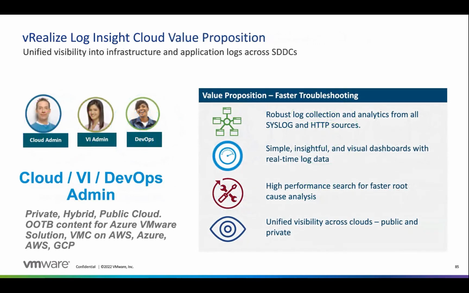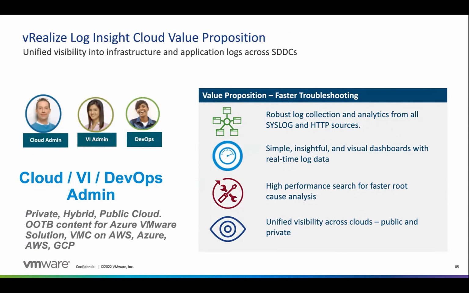So just some standard Log Insight Cloud value proposition: collect from anywhere, whether it's syslog or HTTP. You get high performance analysis based on our architecture of Log Insight Cloud. As you start pulling in all these logs from different public clouds, from AVS, from VMC and AWS, we make sure that Log Insight Cloud is highly scalable to be able to ingest all those messages.